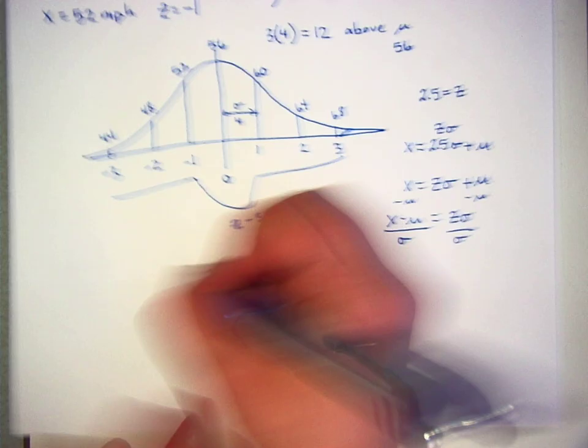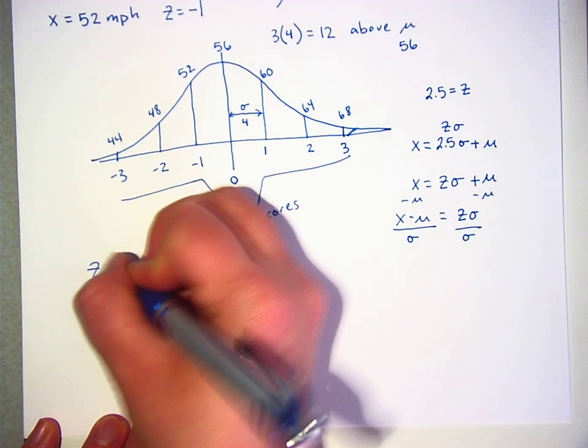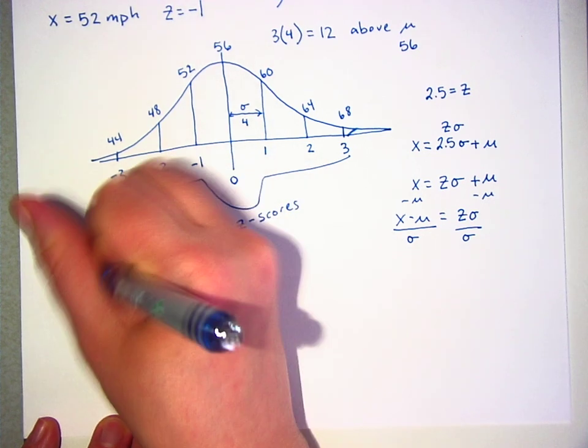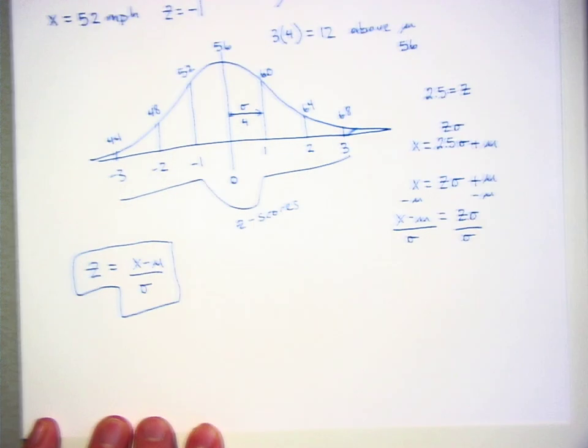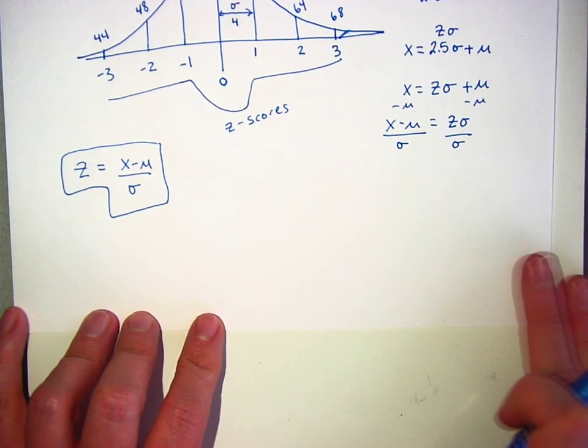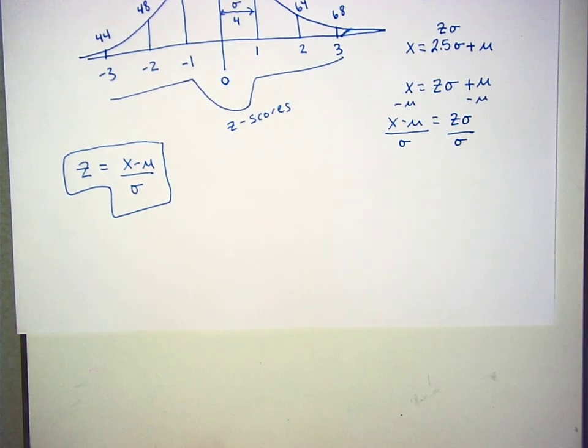So the formula for a z-score, we're going to write it down over here, is x minus mu over sigma. I'm going to sing that to you a lot. I'm so sorry. It will help you remember it, or it will be annoying, and both are wins in my book. X minus mu over sigma.